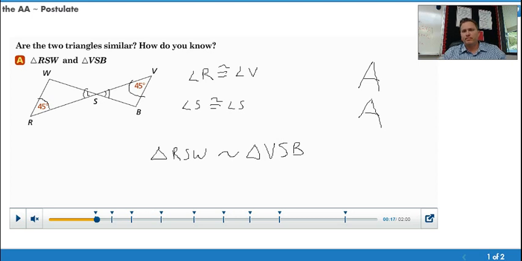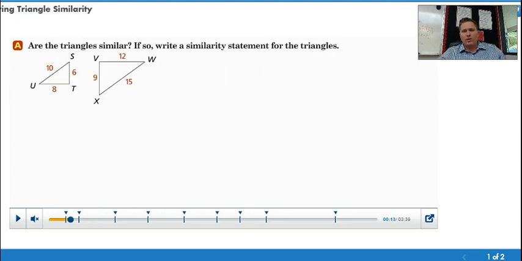This first one. Alright, so here's a problem. It says, are the triangles similar? If so, write a similarity statement for the triangles. So I'm looking at these two triangles right here, and I see I'm given all sides and no angles. So I know if they are similar, it's going to have to be side, side, side. That's going to be the only way.